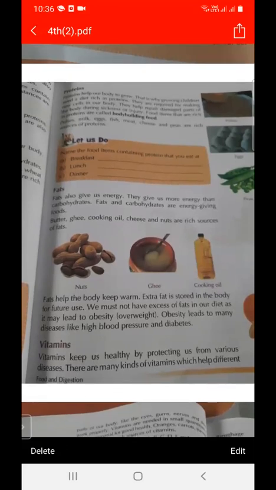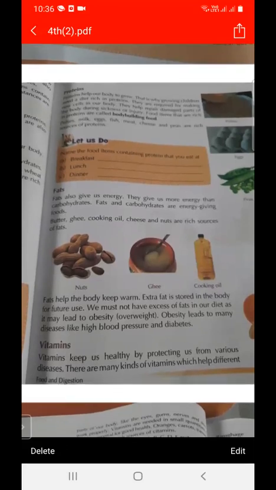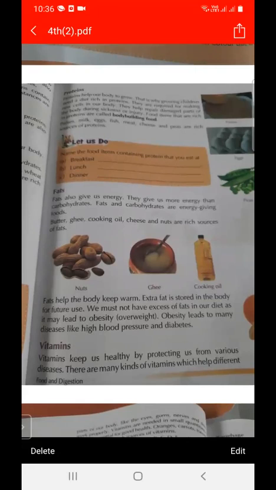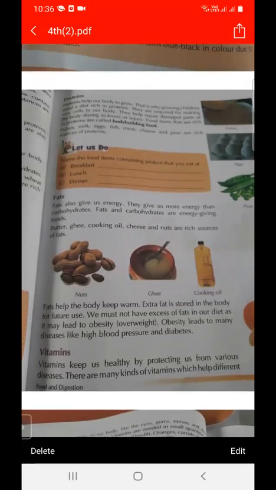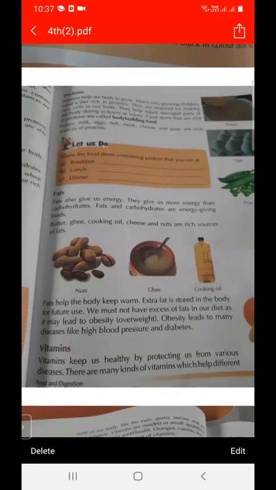So how can we obtain protein? From pulses, milk, egg, fish, meat, cheese, and peas. These are the sources of protein. So protein is called bodybuilding food.